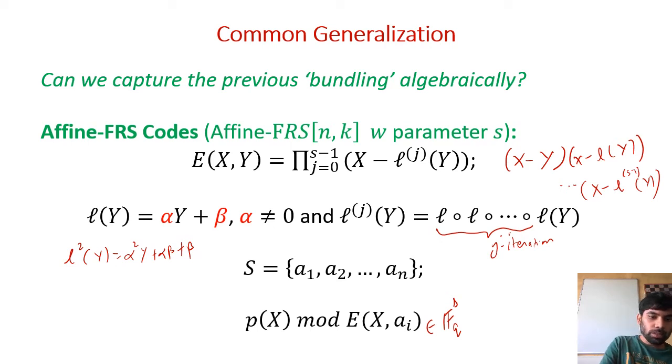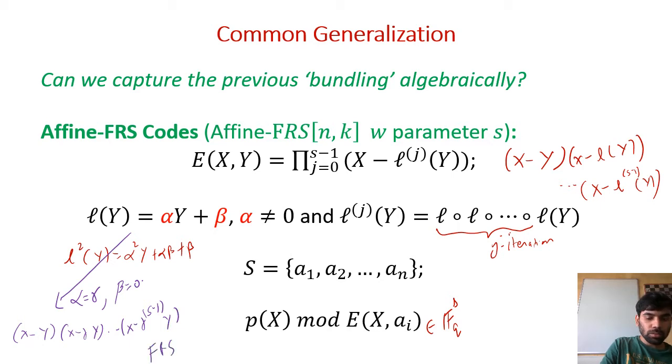So let's look at one example where alpha is set to be gamma, the generator of Fq star, and beta is set to be 0. In this case, the ideal you will get would just be x minus y, x minus gamma y, and so on up till x minus gamma^(s-1) y. It will just keep on multiplying, and hence this just forms the FRS family of codes.